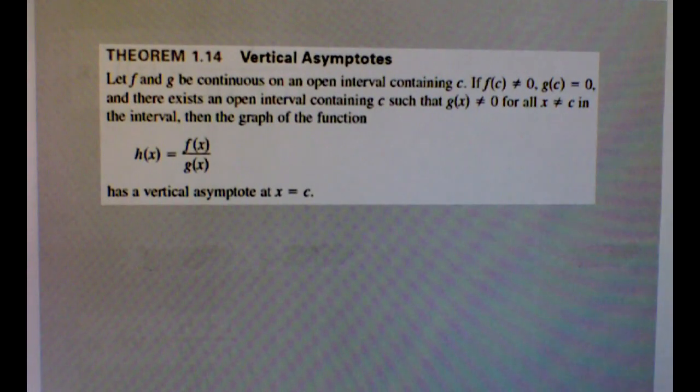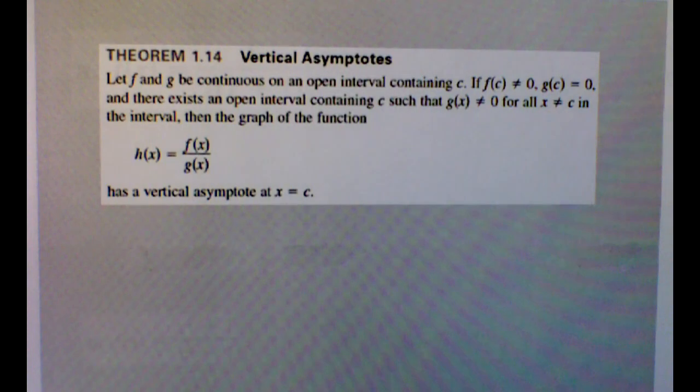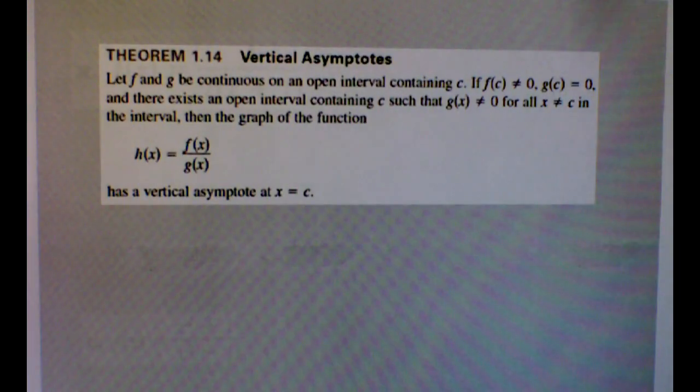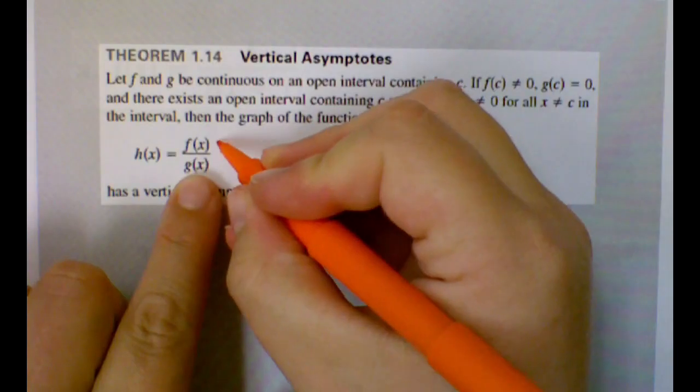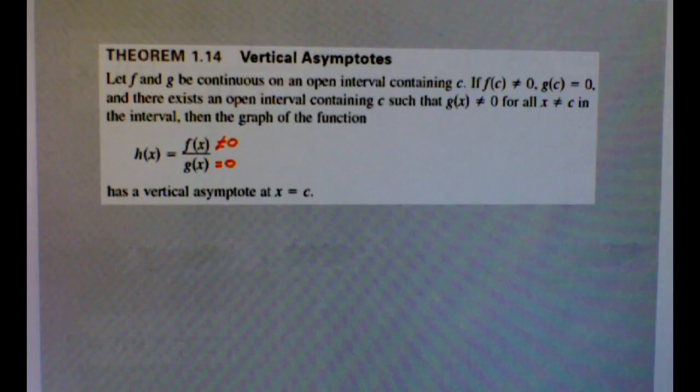So our theorem 1.14, vertical asymptotes. Let f and g be continuous on an open interval containing c. If f of c is not equal to 0, g of c equals 0, and there exists an open interval containing c such that g of x is not 0 for all x not equal to c in the interval, then the graph has a vertical asymptote at x equals c. So what this means is that the numerator does not equal 0, and the denominator does equal 0. That's how you get a vertical asymptote.